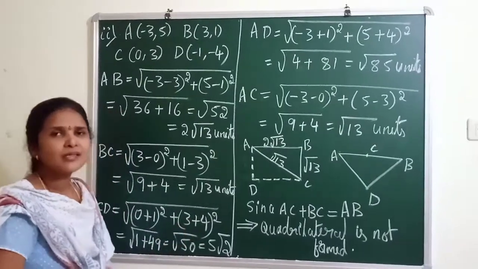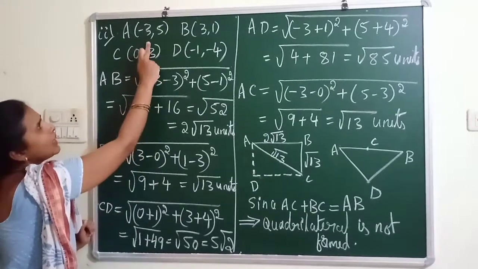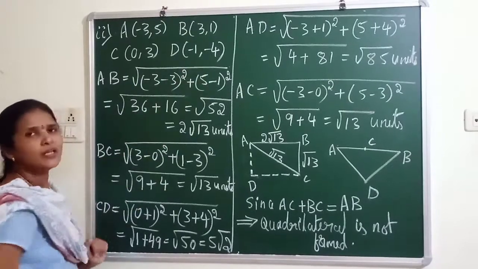In the sixth main, let us start with the second sub question. The given ordered pairs are A is -3, 5, B is 3, 1, C is 0, 3 and D is -1, -4.